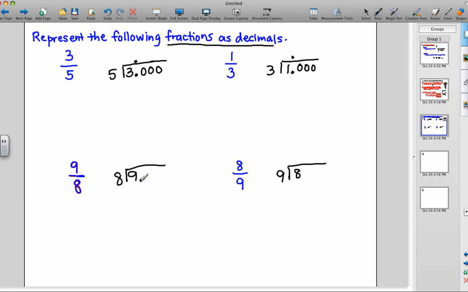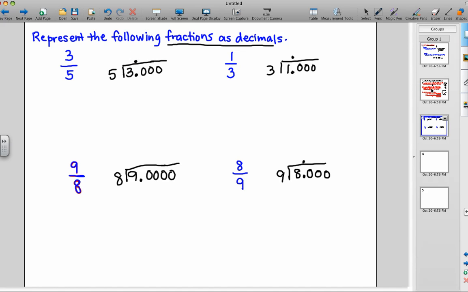I'll do that. I'll put 3 zeros on them for now. I could put 4. It won't change the answer, because what I mean is I have 9 and nothing, and nothing, and nothing, and nothing. Okay? Alright, here we go. And then divide as normal.